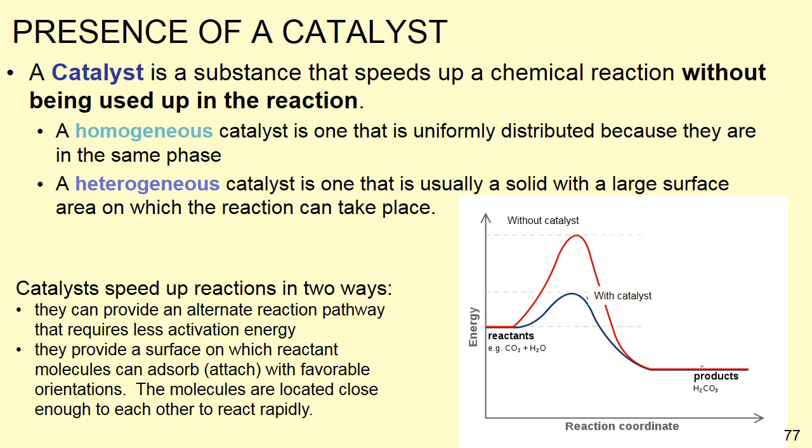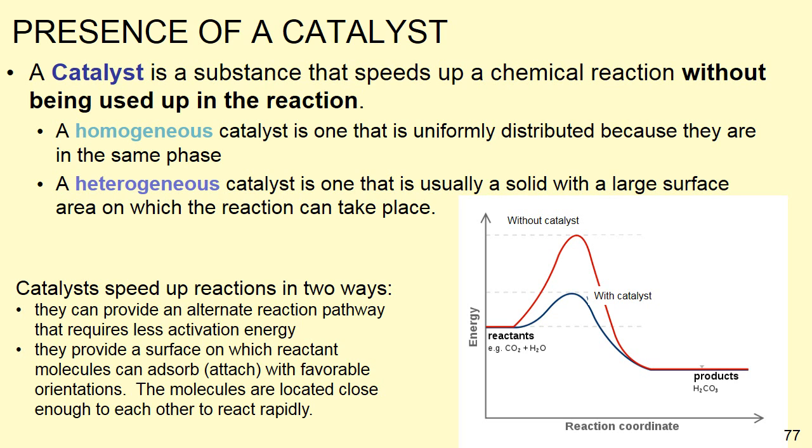Those would be, if they're in different phases, that's heterogeneous. Now, a catalyst will speed up a reaction in two ways. First of all, they provide an alternate reaction pathway with a lower activation energy. So you can see in this little graph, the red line is the activation energy for this reaction without a catalyst, so very high. If you add a catalyst, the hump will be much lower, meaning you need less energy to make it happen, and so it will happen faster.